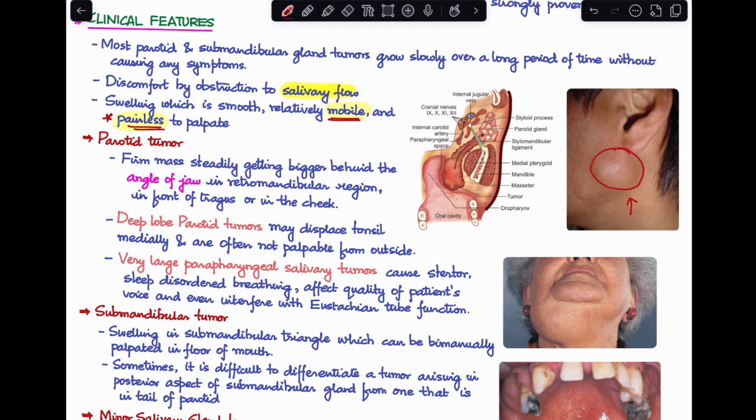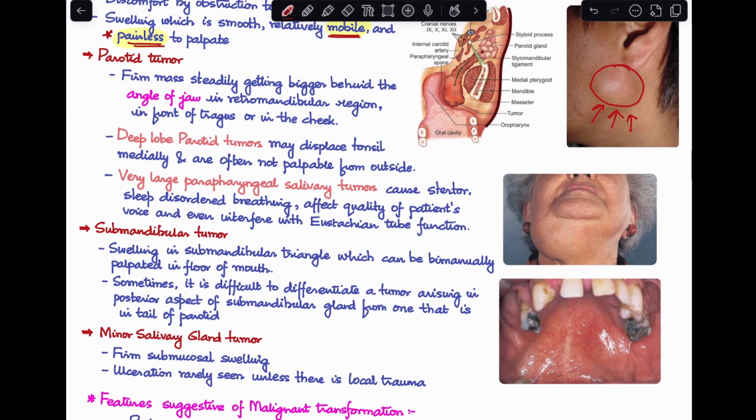So we know that the parotid gland has a superficial lobe and a deep lobe. For more on the anatomy, I have a separate video on it. You can check it out over there. Most of the times, in 80% of cases of pleomorphic adenoma, for example, the superficial lobe is involved. However, there are also tumors which can originate from the deep lobe of the parotid gland. When that happens, this deep lobe parotid tumor can end up displacing the tonsil medially, and may not present like the swelling that we are seeing over here. You can actually end up seeing an intraoral swelling.